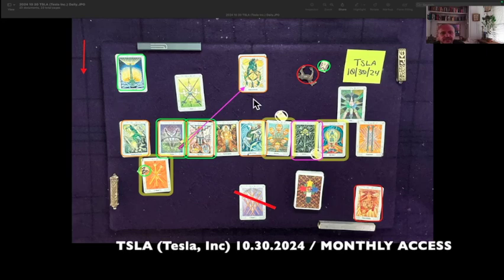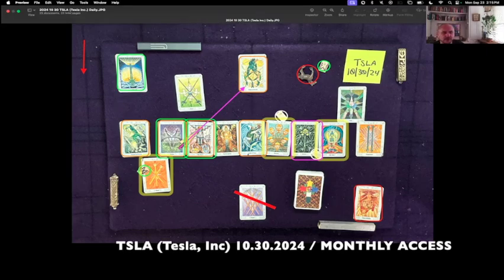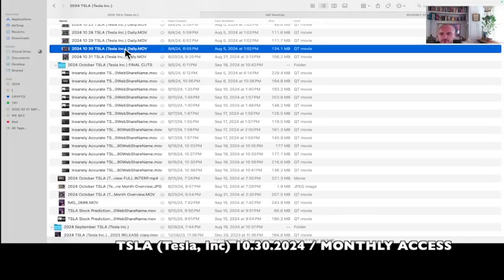This is the TSLA one-day reading for October 30th, 2024. It's currently September 23rd, 2024, 2:15 p.m. Eastern Time. TSLA at the time of this reading, $248.80. That's USD. The shuffle video for the October 30th reading was created on August 4th, 2024 at 6:03 p.m.